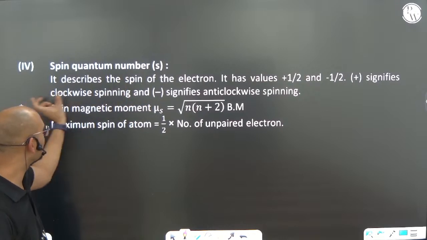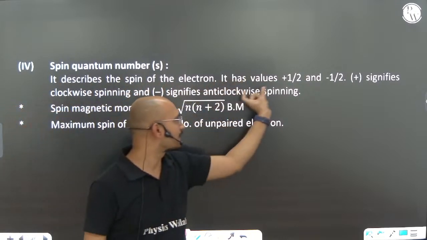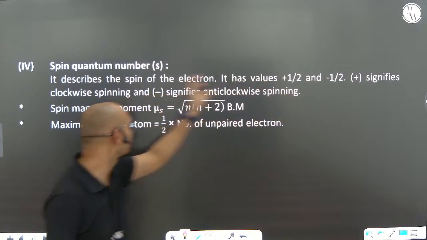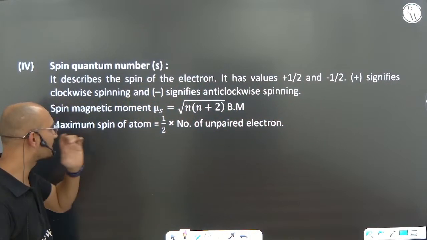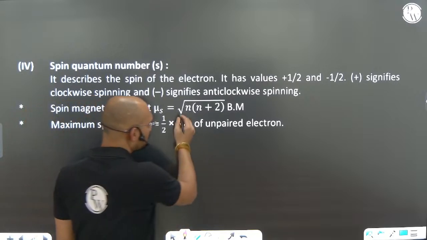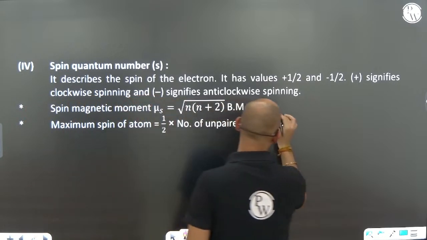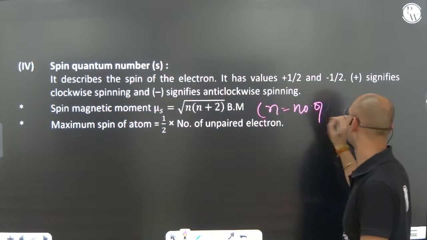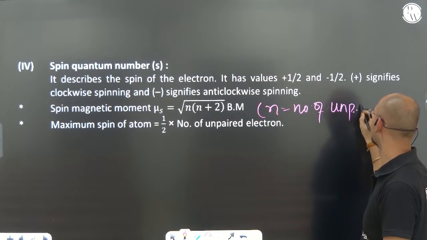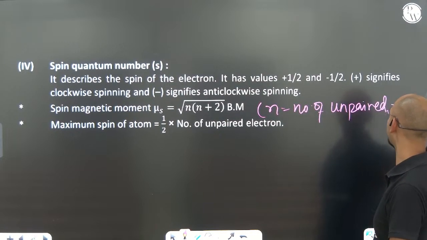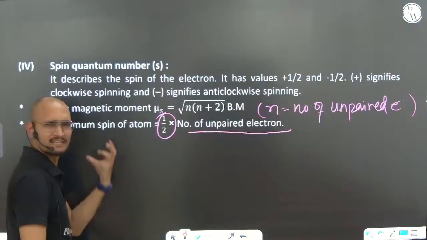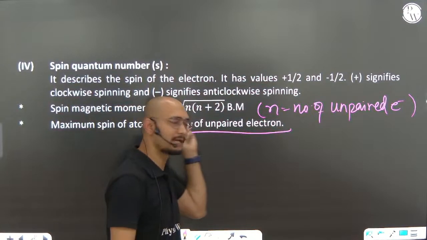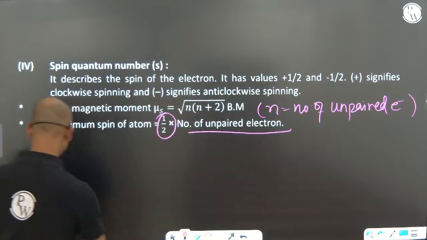Spin quantum number. What is the spin quantum number? It describes the spin of the electron. It has the values plus half and minus half. Plus signifies clockwise spinning, and minus signifies anticlockwise spinning. Spin magnetic moment is how much? Root of n into (n plus 2), where n is the number of unpaired electrons. Maximum spin is equal to half of the number of unpaired electrons. Whatever the number of unpaired electrons, just multiply it by half, and you will get the maximum spin.